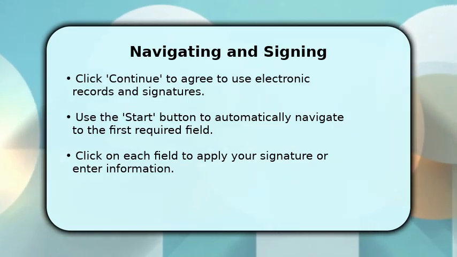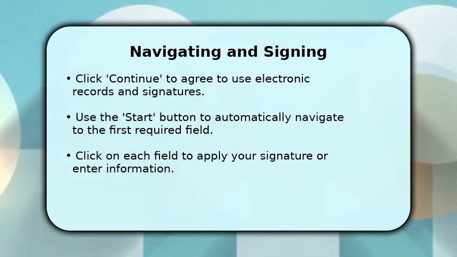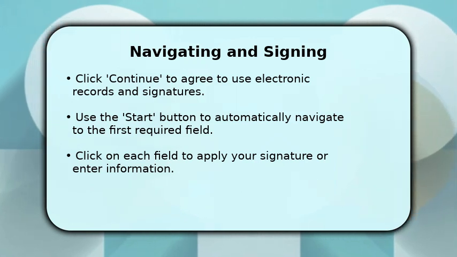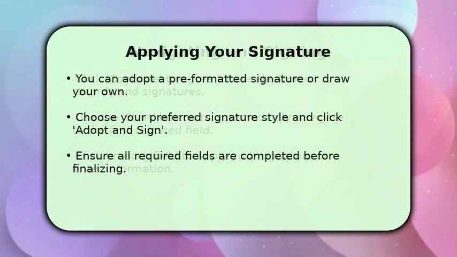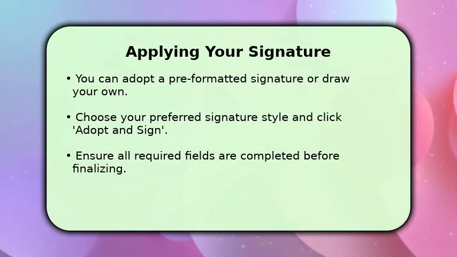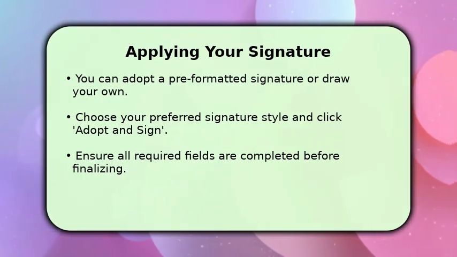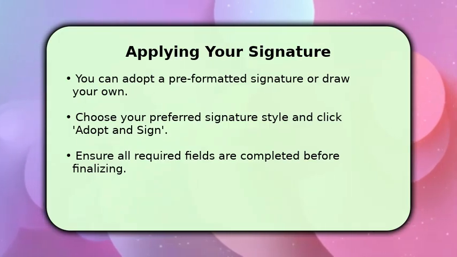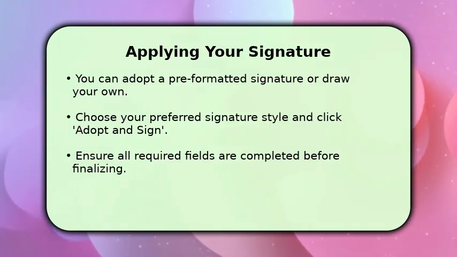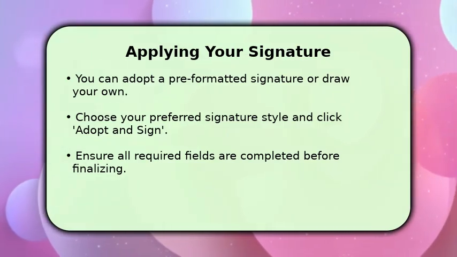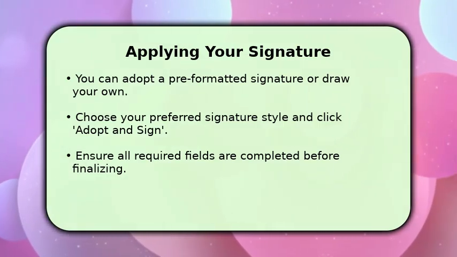You can then click on each subsequent field to either apply your signature or input any necessary information, moving through the document efficiently. When it's time to apply your signature, Docusign offers you a couple of convenient options. You can choose to adopt a pre-formatted signature that the system generates for you, or if you prefer, you can draw your own unique signature using your mouse or touchscreen. After selecting your preferred style, simply click Adopt and sign to apply it.